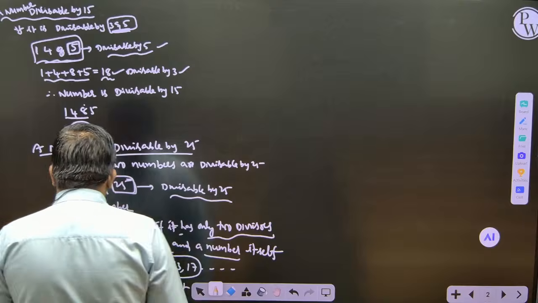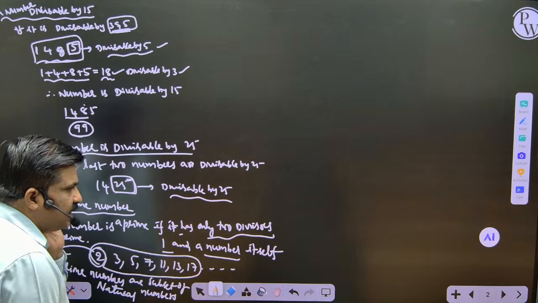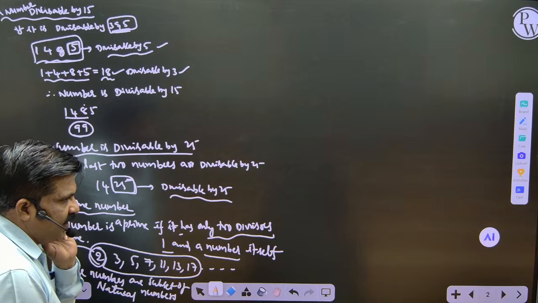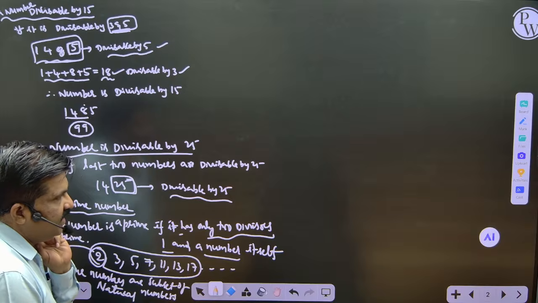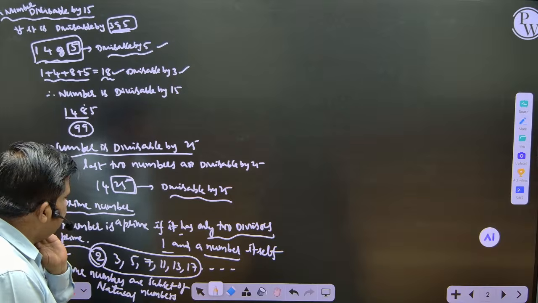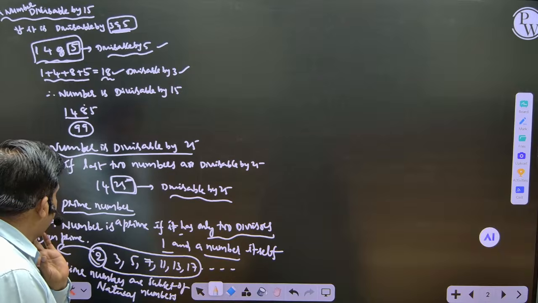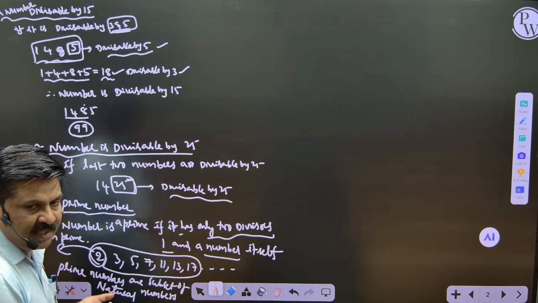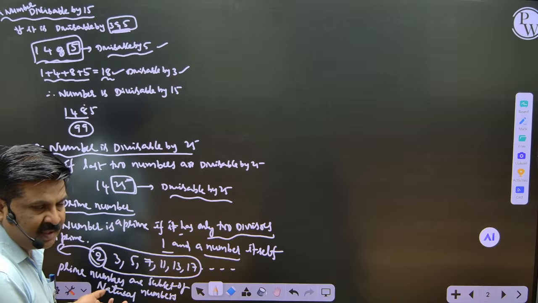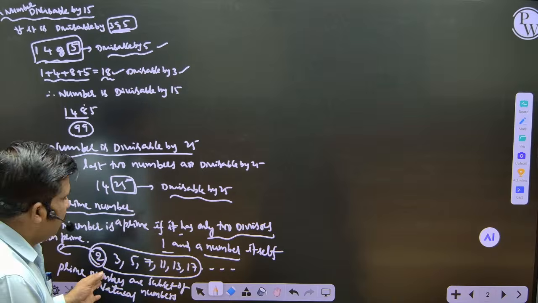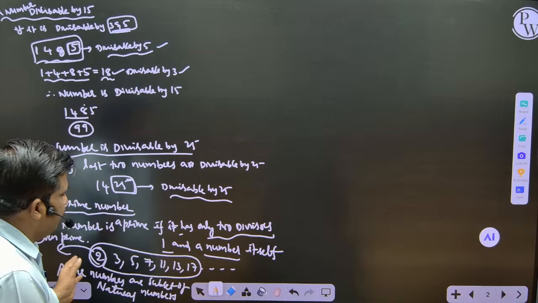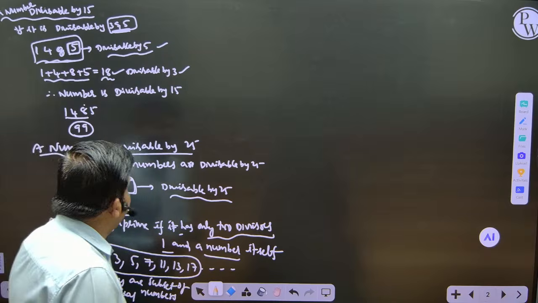Other than 2, the remaining prime numbers are odd numbers. But the converse need not be true. That means all odd naturals are not prime numbers, but prime numbers are odd naturals, except 2. So this is a prime number.